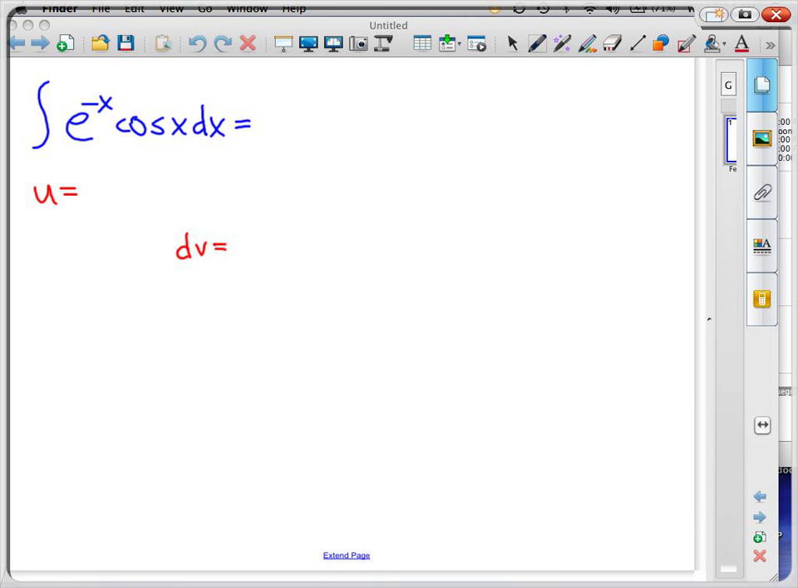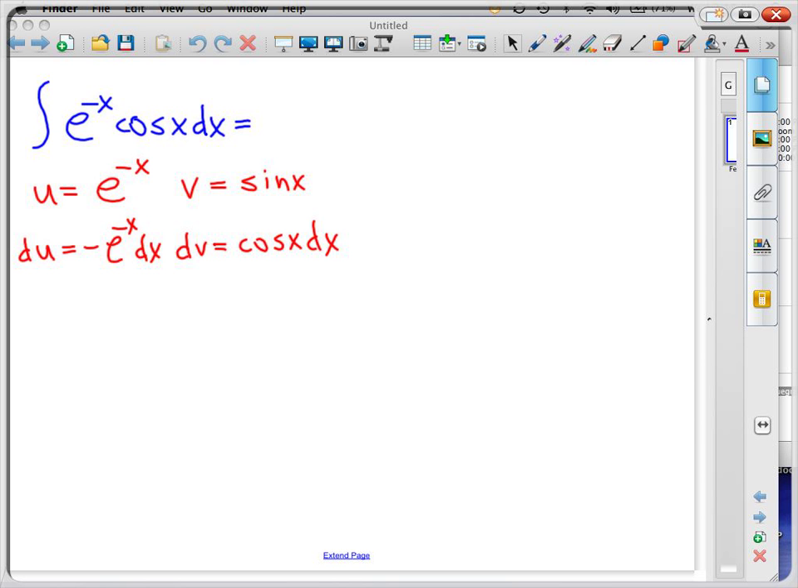I'm going to make dv equal to cosine of x dx. And if you remember your differentiation formulas, you can probably understand why I'm choosing that. So that's going to make u equal to e to the negative x, making du negative e to the negative x dx. And v is simply sine x.